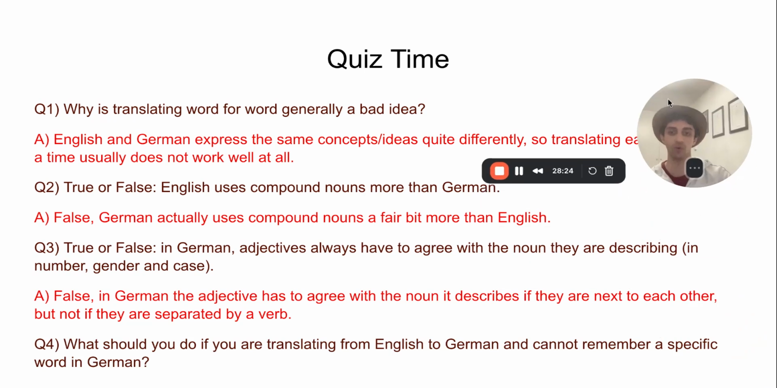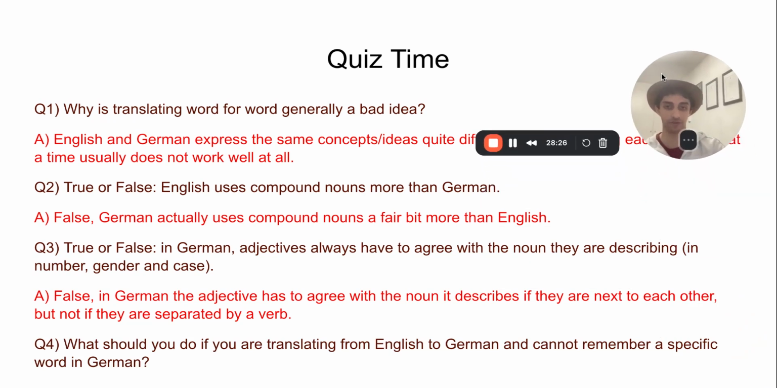Okay, question four. What should you do if you're translating from English to German and can't remember a particular word in German? Okay, let me show this. So the best thing is to try and express that same idea in a different way, for instance, using a synonym or paraphrasing slightly. And you can often get away with this if it's still grammatically accurate in German and you convey the information that was originally there in the original text.